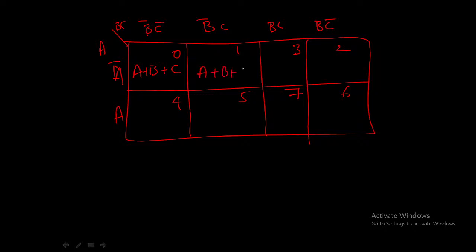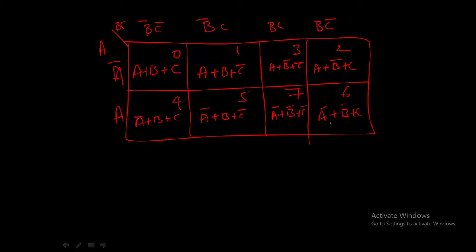And the next one is A plus B bar plus C bar. And next is A plus B bar plus C, followed by A bar plus B plus C, and A bar plus B plus C bar, A bar plus B bar plus C bar, A bar plus B bar plus C. So this is how you are going to represent a K-map for max terms.